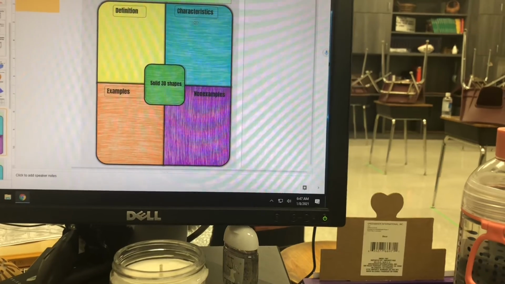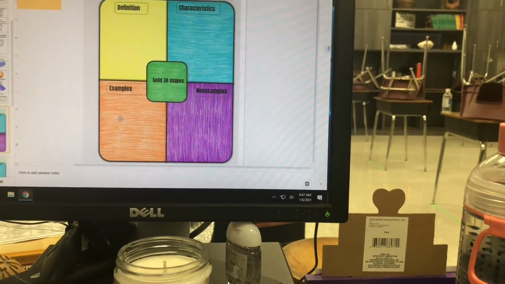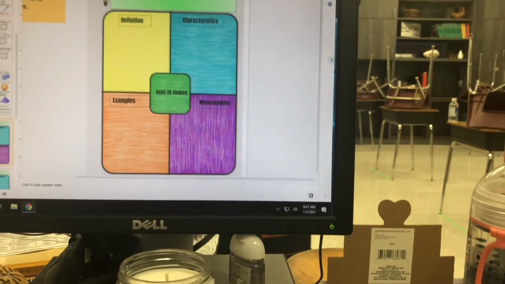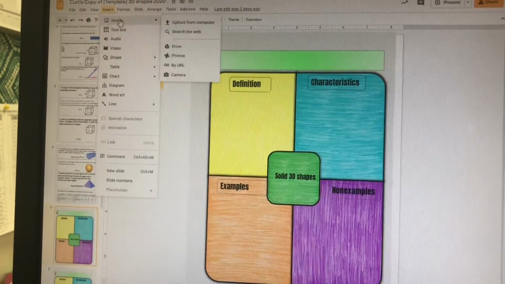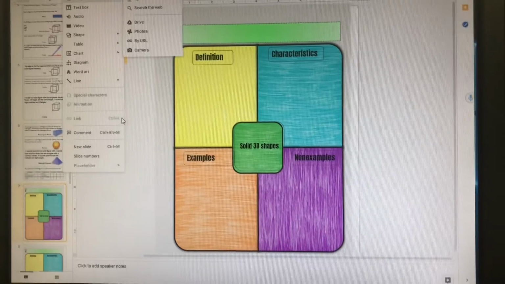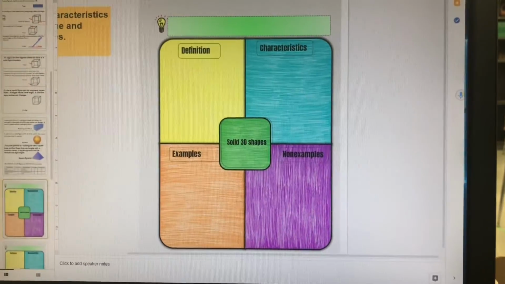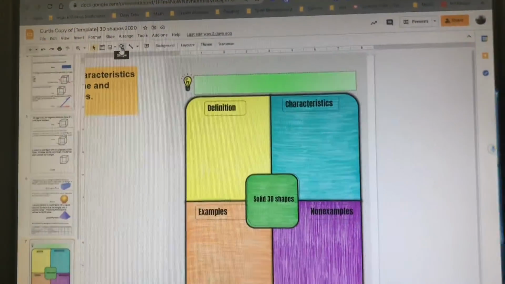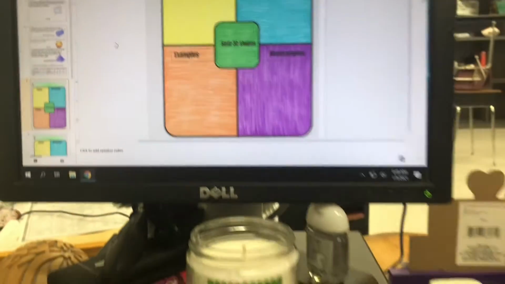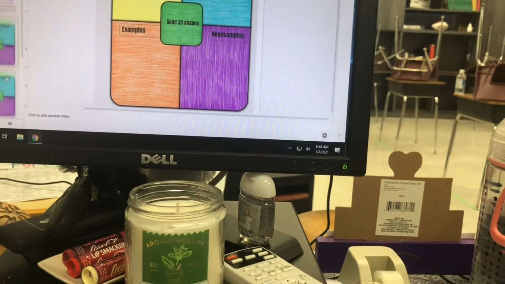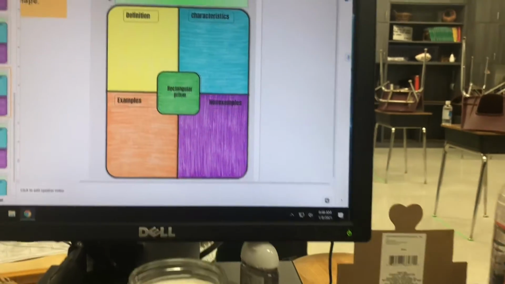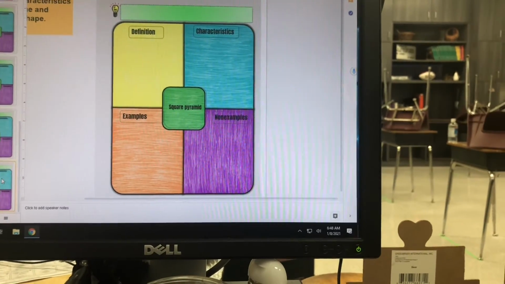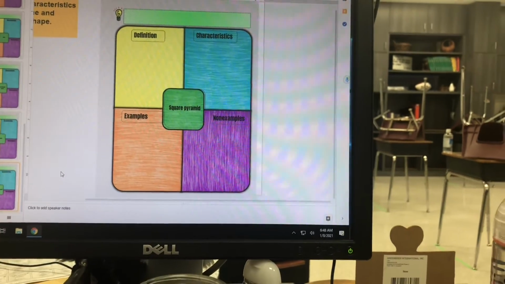The definition, give me some characteristics, give me some examples and non-examples. And again, you can go up here to insert, and you can insert an image, and you can search the web, or you can just go up here to the shape, and you can insert shapes that way. And you're going to do that for solid 3D shapes, for a cube, for a rectangular prism, a sphere, and a square pyramid. Any questions?